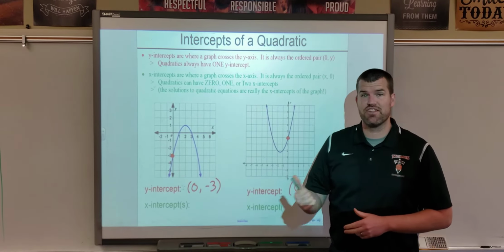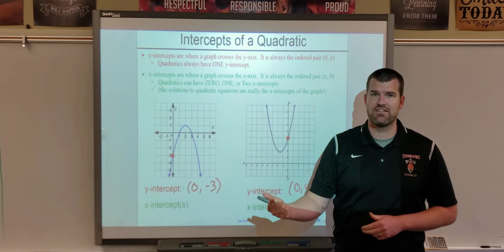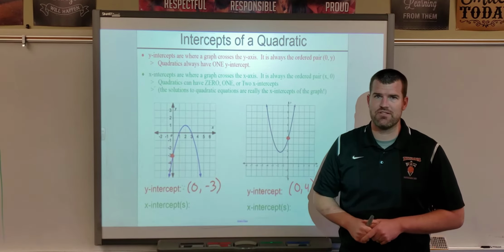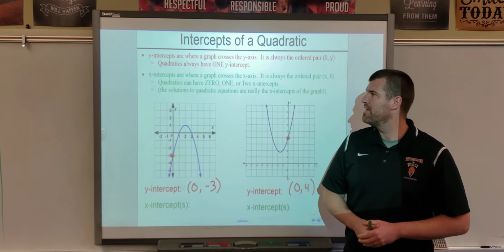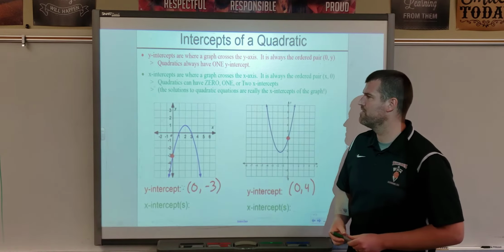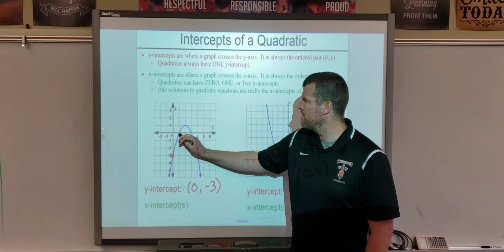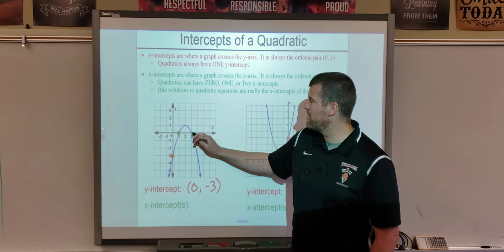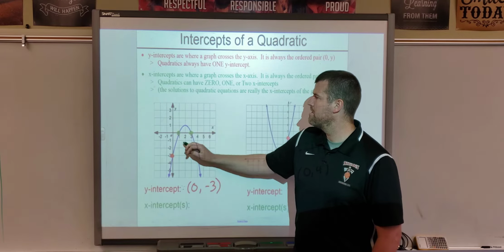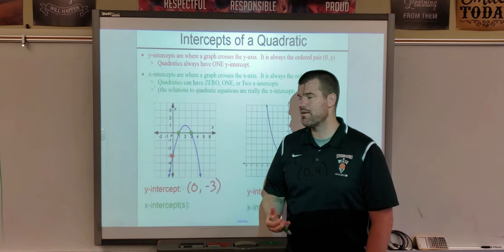It's possible to have 0 x-intercepts, 1 x-intercept, or 2 x-intercepts. It depends on the number of solutions. If the problem had 2 solutions, it'll have two x-intercepts. So this particular problem, we don't know what the problem was, but we do know that it would have two solutions because it has two x-intercepts.